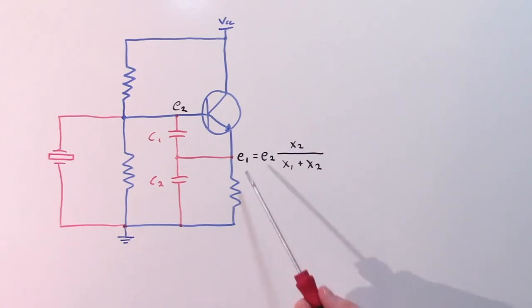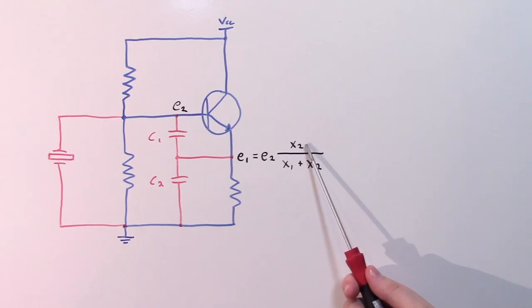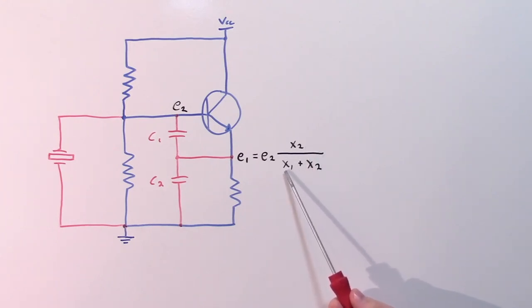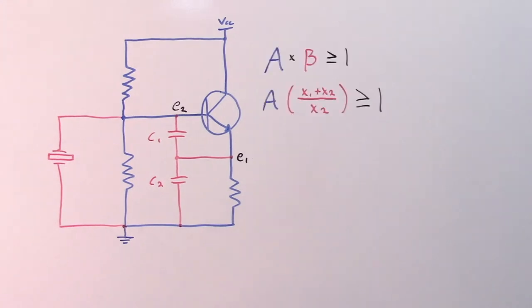Which tells us that E1 is going to be equal to E2 times the impedance of C2 divided by the impedance of C1 plus C2. And if we rearrange this equation in terms of E2 over E1, which is the gain of our feedback network, we see that we get the exact same equation that we just derived. So what does this mean for us in terms of the oscillator gain equation?